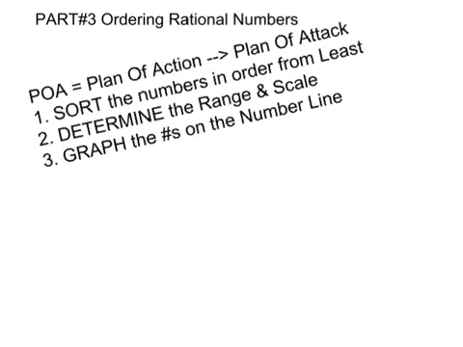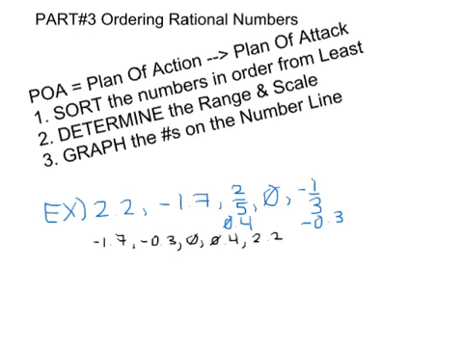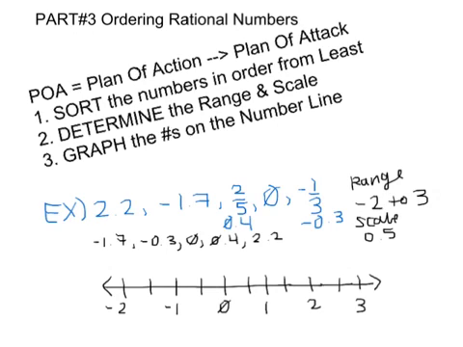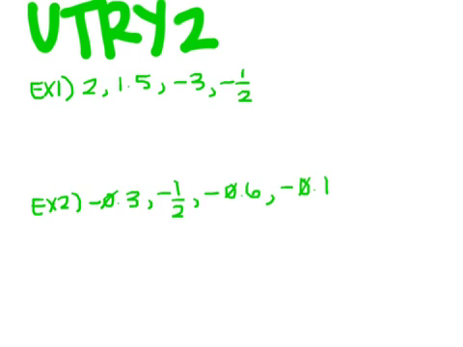I'll do one example and then you can try. First, you're going to put everything in the same form, in this case, all decimals. Then, putting them in order from least to greatest, range and scale. Draw your line with your scale and your arrows, and graph. Graph them on the number line with approximations, and you're done. 2 you tries, you try 2.